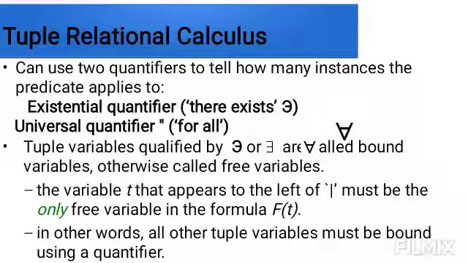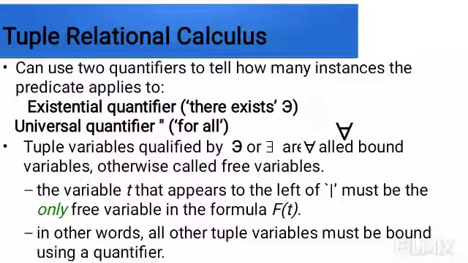Next, we have to use another two special symbols called quantifiers. The quantifiers can also appear in the relational calculus. These are the existential quantifier, there exists, and the universal quantifier, for all. The values for the formula with these quantifiers are discussed later.